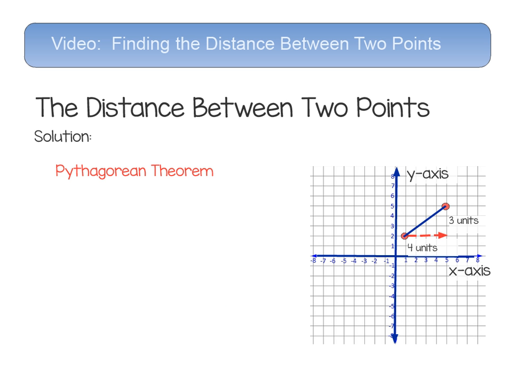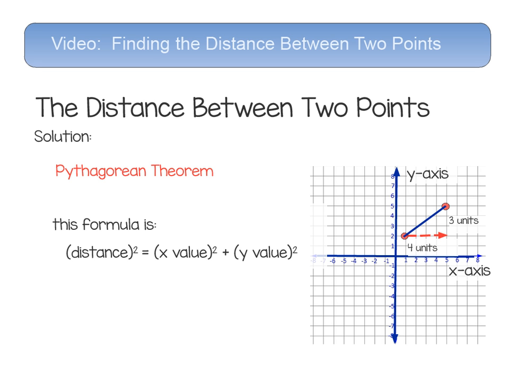And what is the Pythagorean theorem, you ask? This formula will tell you. The distance squared, or the hypotenuse, is equal to the x value squared plus the y value squared.